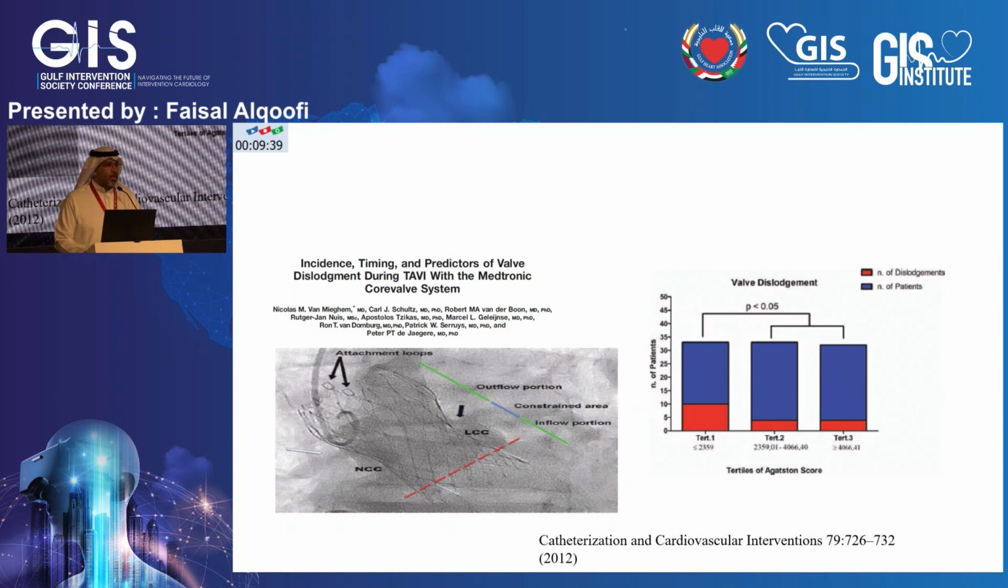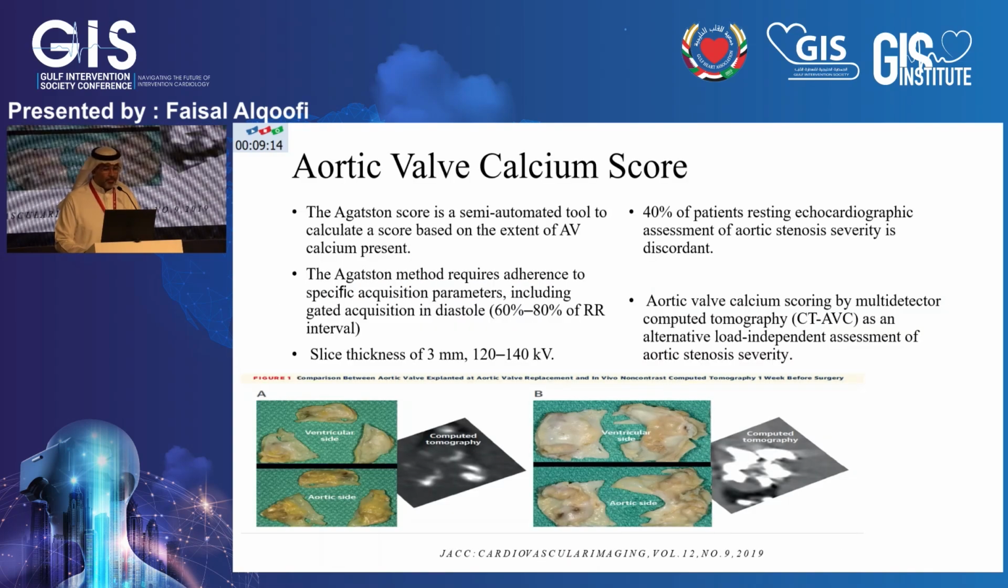Early on in the experience with self-expanding valves, if you remember, this trial was almost 10 years ago. The investigators looked at around 100 cases, patients who encountered valve dislodgement during the procedure, and they looked back at their CT scans. Patients who had a CT calcium score less than 2300 was one of the strongest predictors of having a valve dislodgement related to the self-expanding valve.